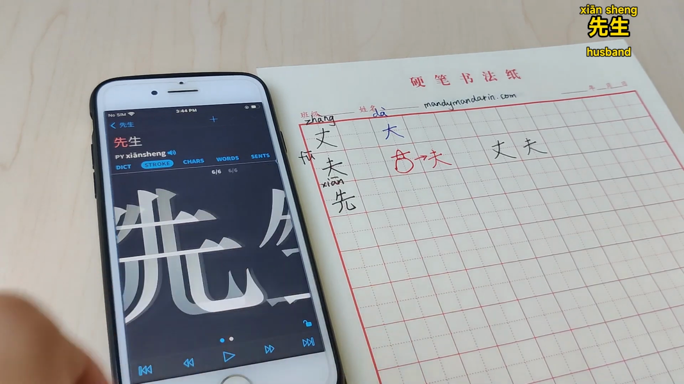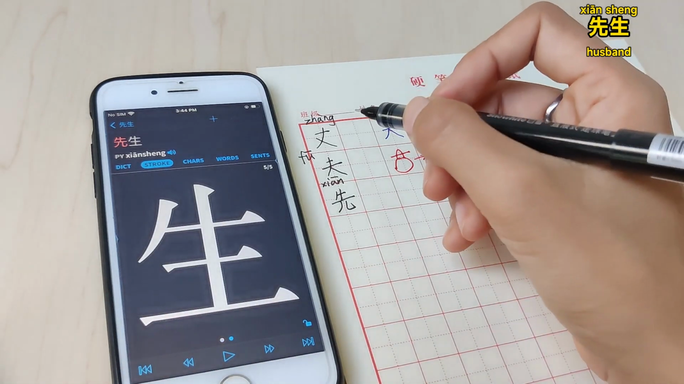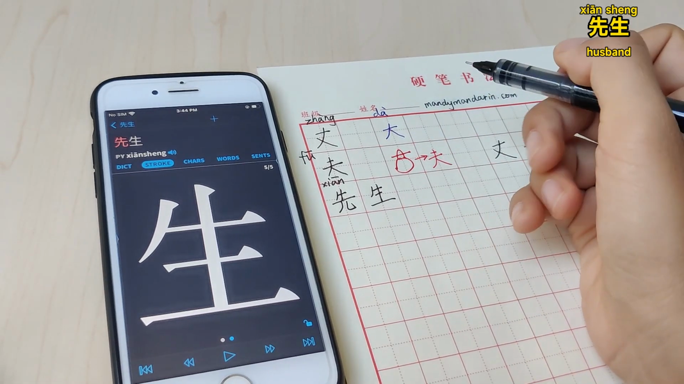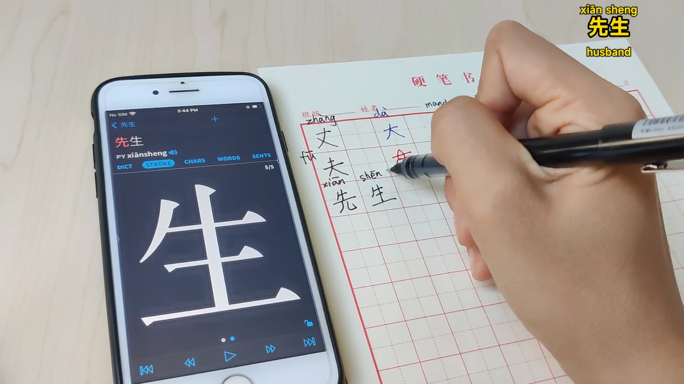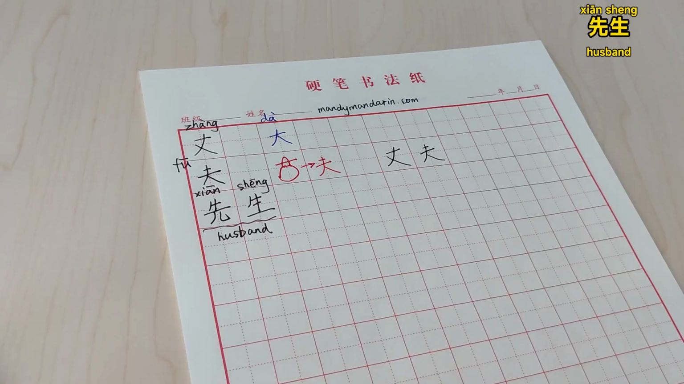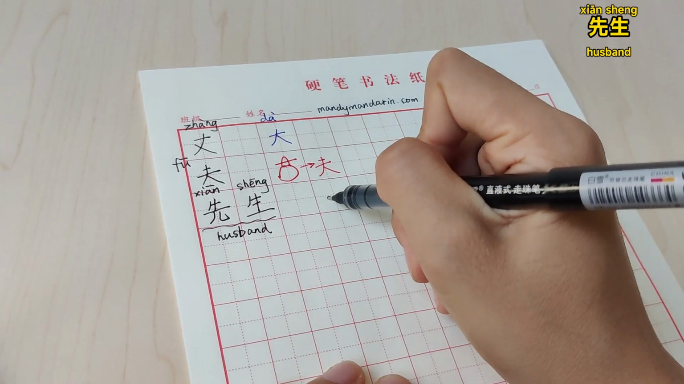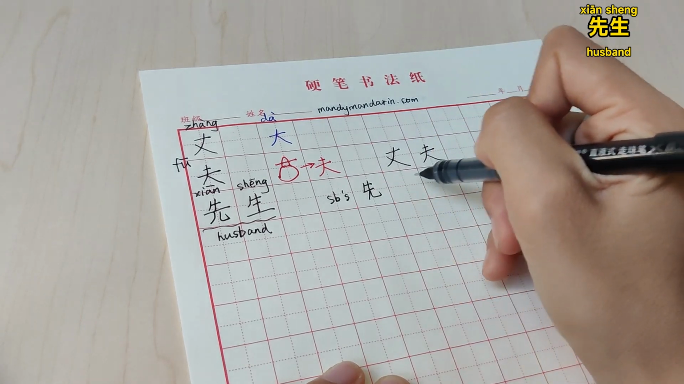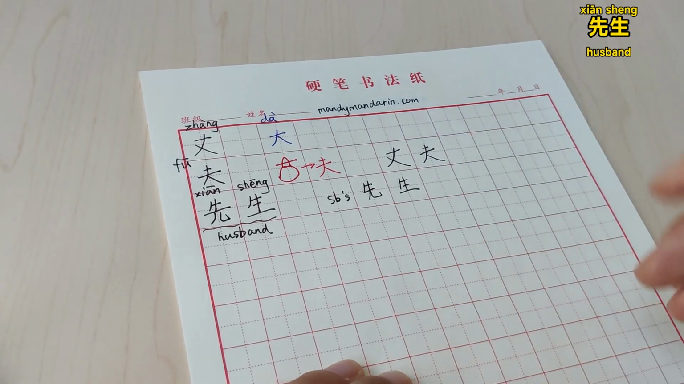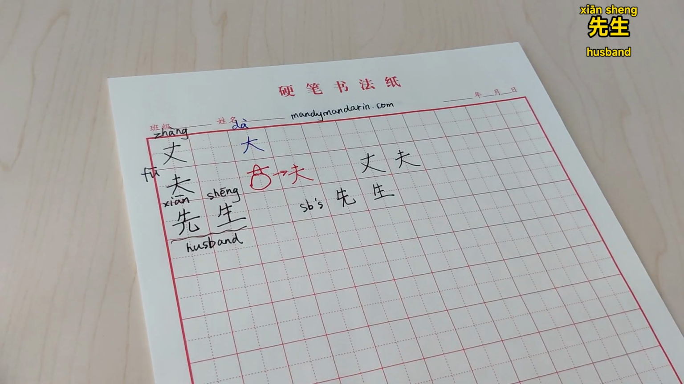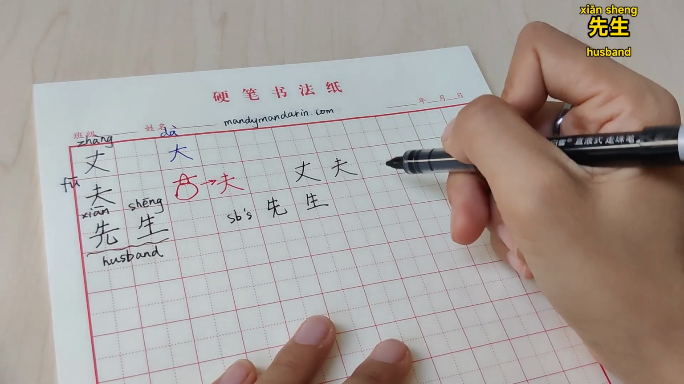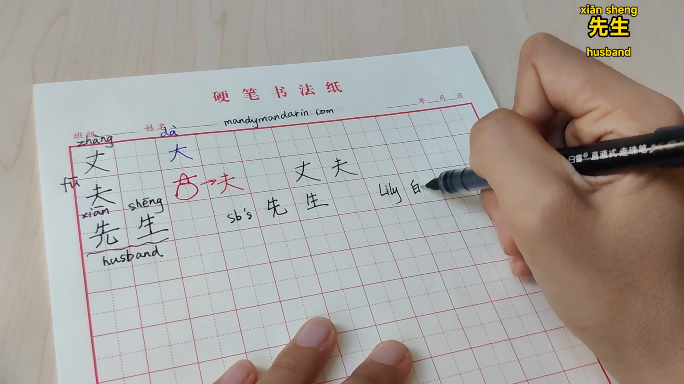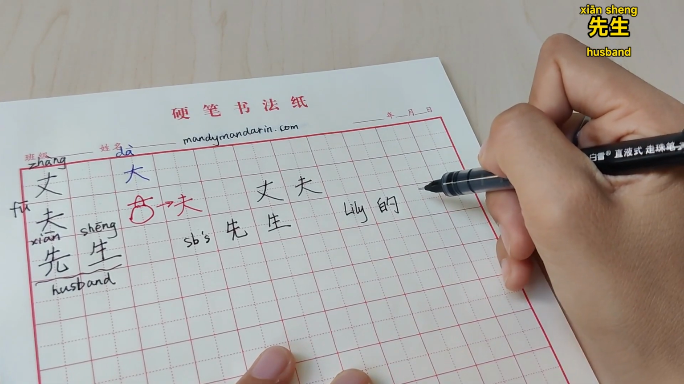As for the 生, we go 1, 2, 3, 4, 5. 生. We will use it in this way. We would say somebody's 先生. For example, let's say Lily's husband. That would be Lily 的先生.